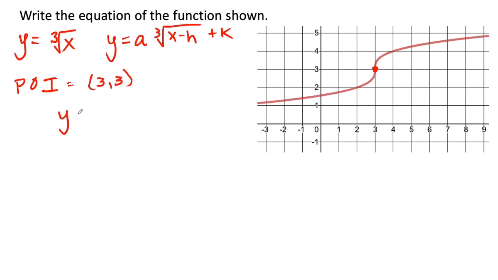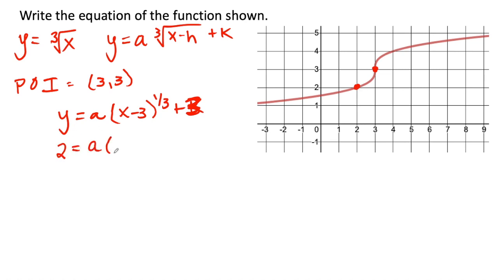And so I know I have y equals a times x minus 3 to the 1/3 plus 3, because we know our h and our k. Now I'm going to find another point on the graph. It looks like I have the point 2, 2. So I'm going to plug that in.